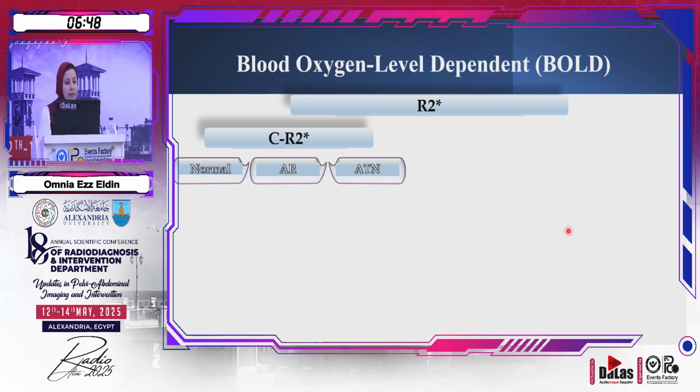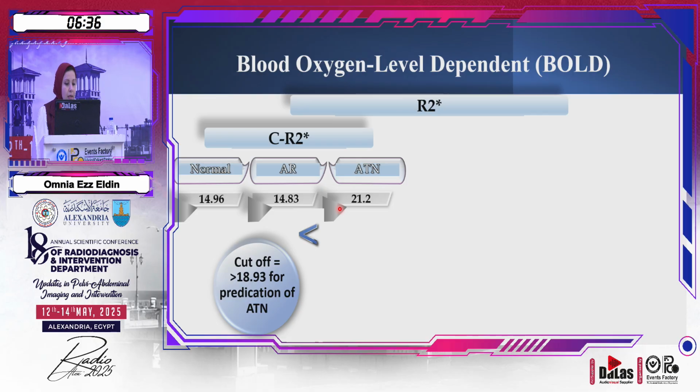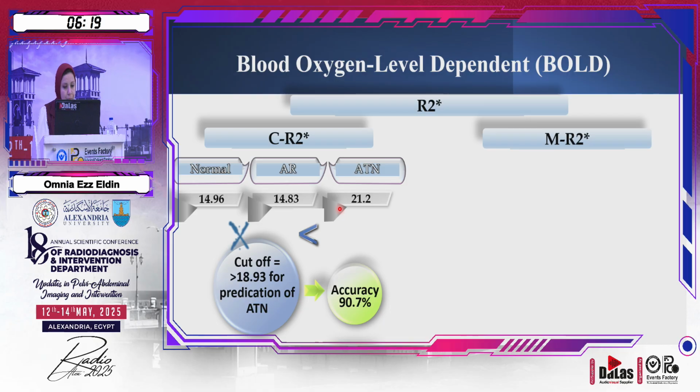In the quantitative analysis of the cortical R2-star values comparing the 3 groups, it revealed ATN had significantly higher values, with a cutoff value of more than 18.9 for prediction of ATN compared with the rejection group, with accuracy reaching 90.7. And there was no significant difference between the normal and rejection groups.